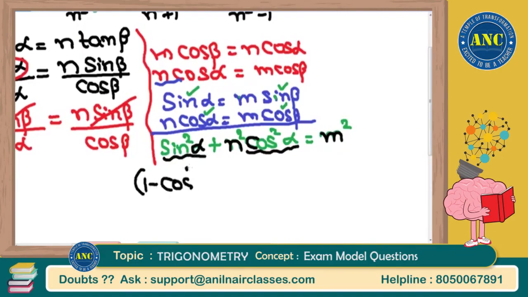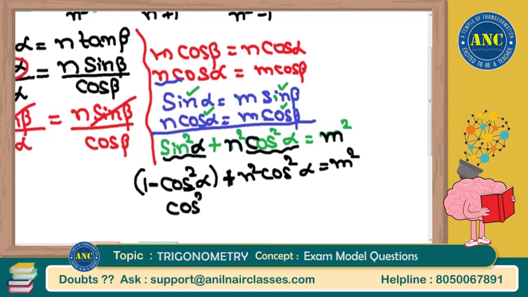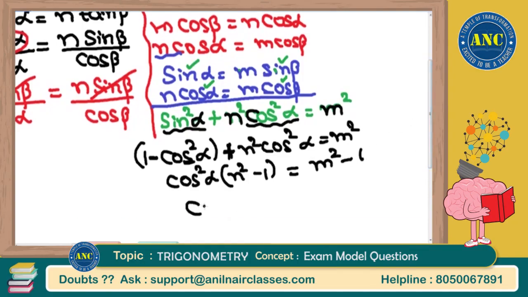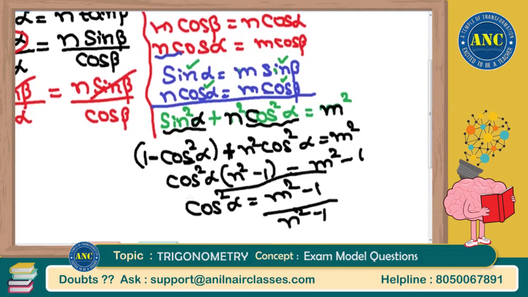Sin square alpha is 1 minus cos square alpha, plus n square cos square alpha is equal to m square. From this I can write it as 1 minus cos square alpha plus n square cos square alpha. That means cos square alpha is a common factor, and n square minus 1 will be left out. Similarly, m square on the right hand side, this plus 1 goes to the right hand side and becomes minus 1. Cos square alpha is nothing but m square minus 1 divided by n square minus 1. This is my final answer.